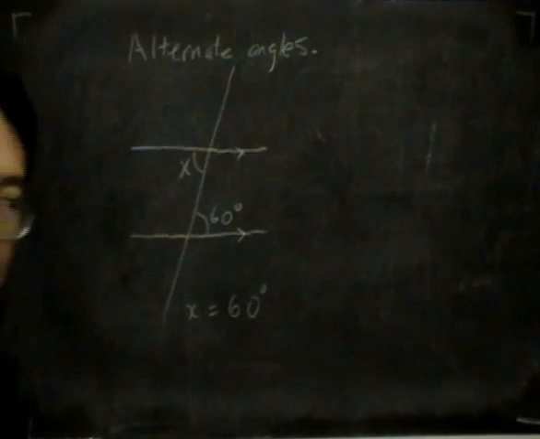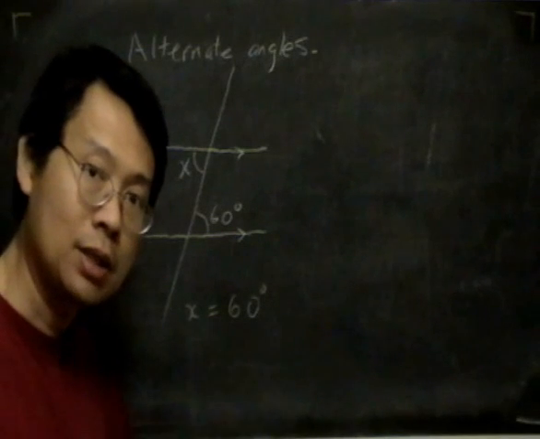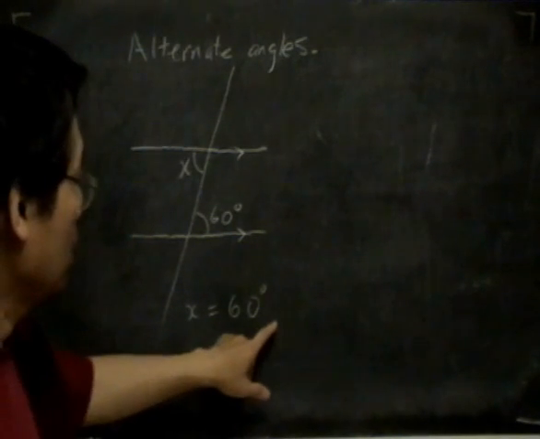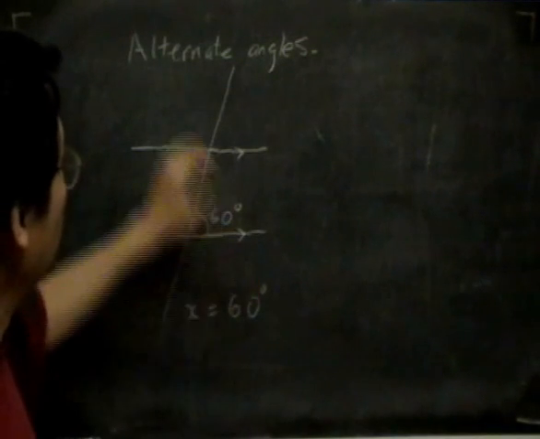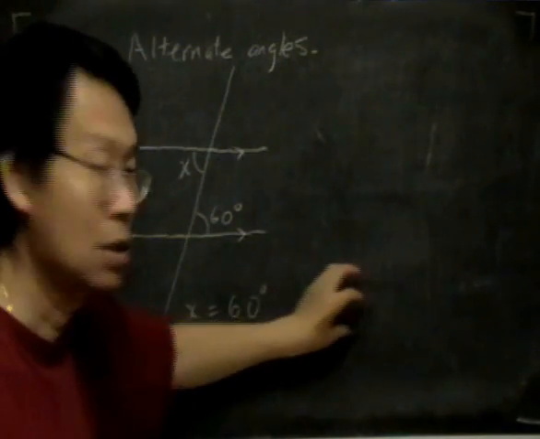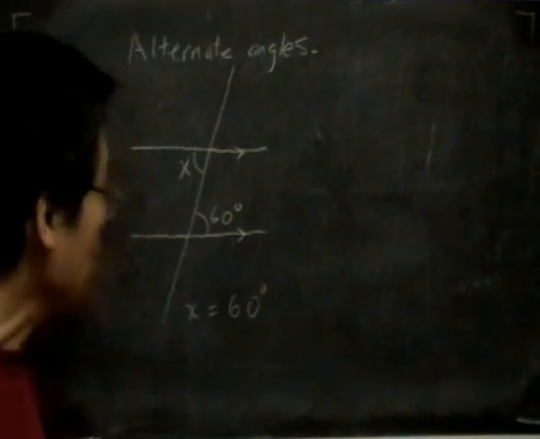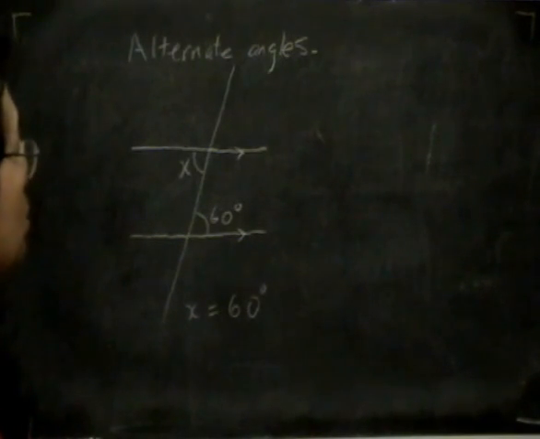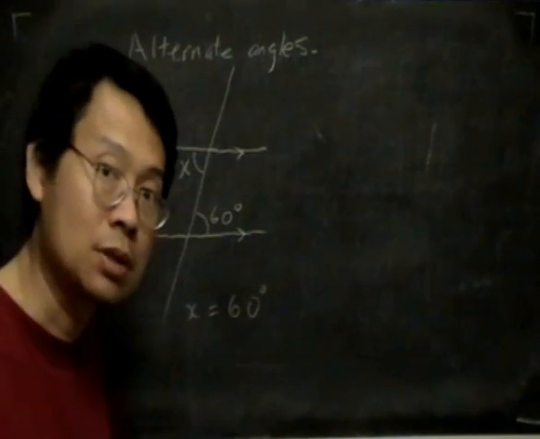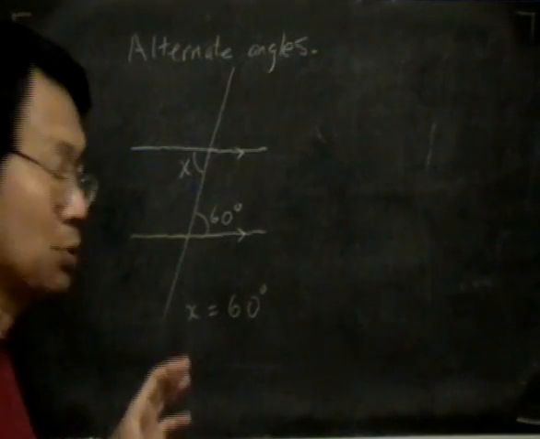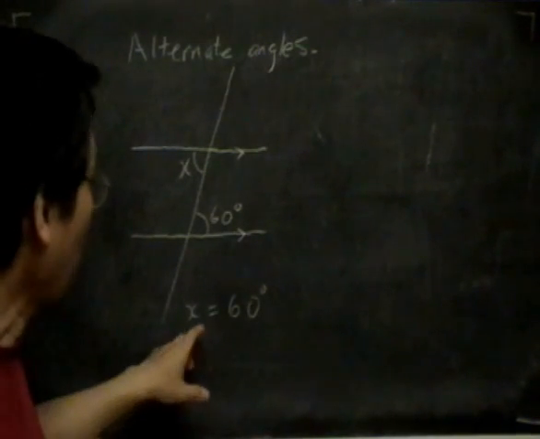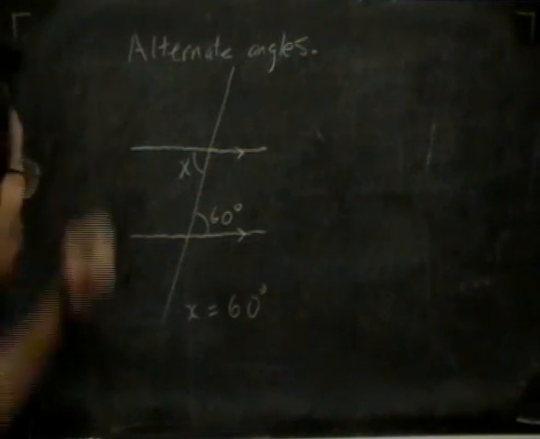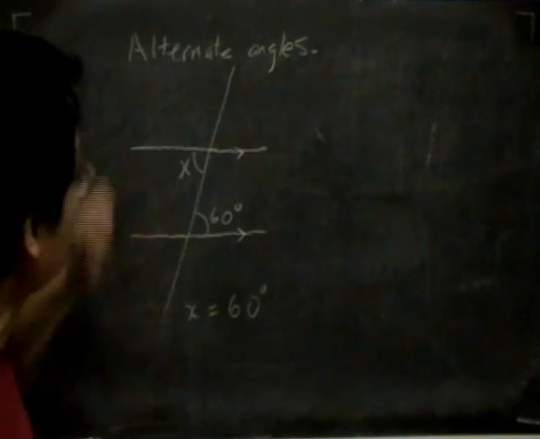And once again, if you are writing this down as your answer, it would be useful to put down alternate angles next to the answer or in your working, and that is the reason. Alright, that is the reason that you give for why x is equal to 60 degrees. So that's alternate angles. So that's one property.